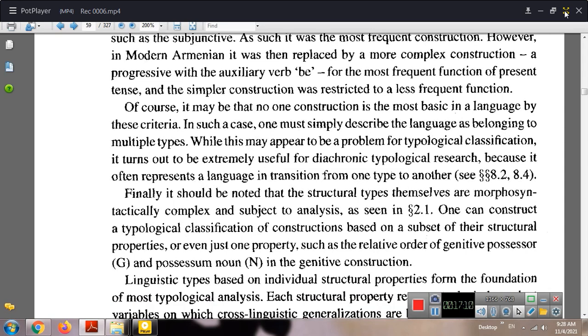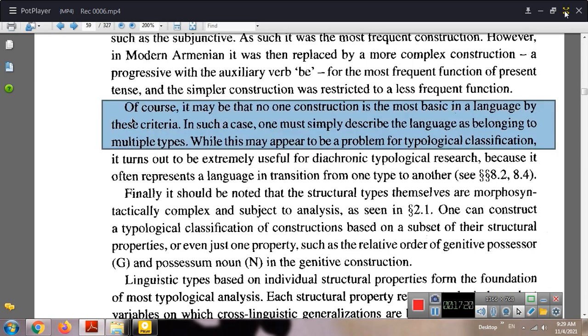In such a case, one must simply describe the language as belonging to multiple types. Of course, it may be that no one construction is the most basic in a language by this criteria. In such a case, one must simply describe the language as belonging to multiple types.